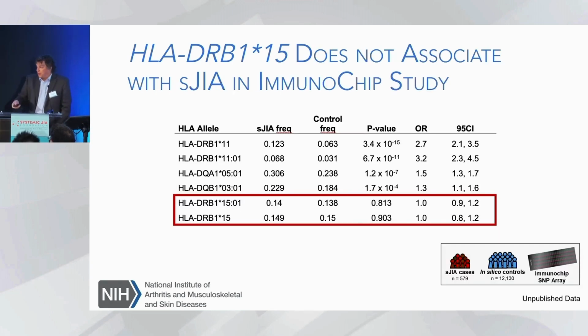We also have unpublished data, a forthcoming Immunochip study that Mariana mentioned. In this study, we went back to the MHC again, because the Immunochip has much more dense genotyping within the MHC locus. We have much better data in that region. And it's very clear that HLA-DRB1*15 in this study wasn't really associated with systemic JIA as the phenotype.